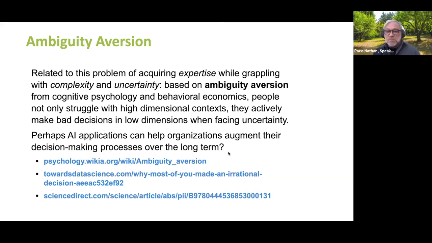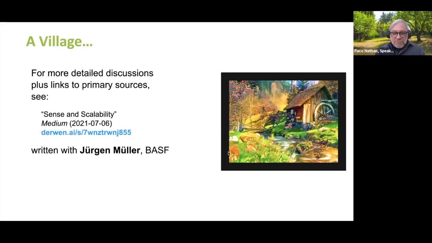So I've linked out here some great talks. There's one especially on Towards Data Science going over ambiguity aversion. And I want to shout out a good friend and colleague, Jürgen Müller at BSF. Jürgen and I have put together a lot of these materials. He really gets credit for a lot of this. But there's some more if you want to go into detail on it.